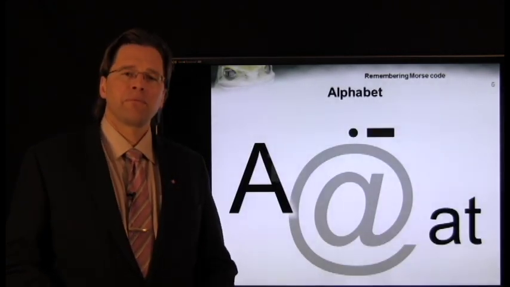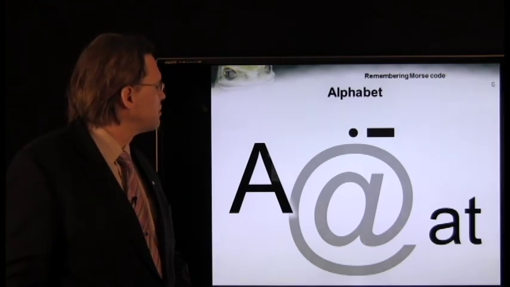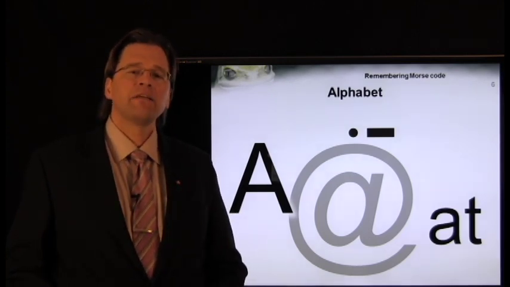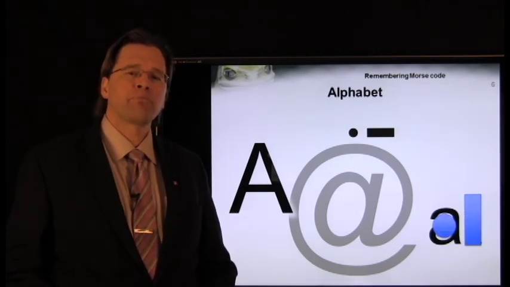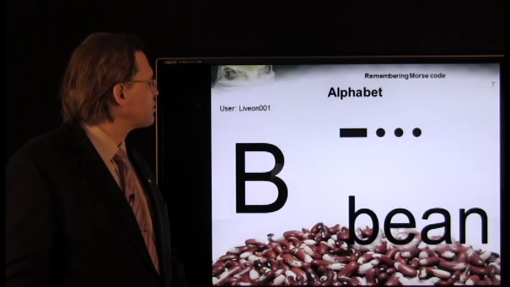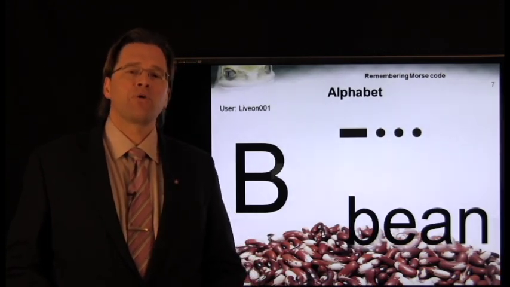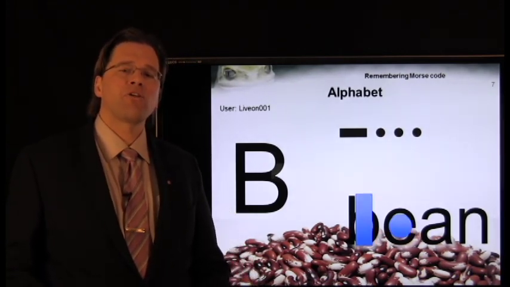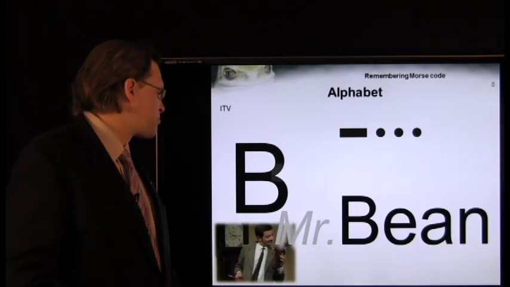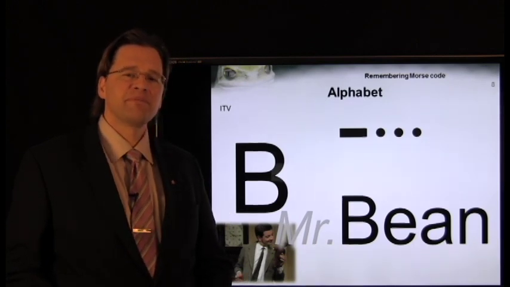Now, Morse code for A is a dot followed by a dash. Well, you can remember this with the word at. A short letter, A, followed by a tall letter, T. Similarly, bean, dash dot dot dot, can be used to remember the Morse code for B, a tall letter followed by 3 short letters. Now, I actually think of Mr. Bean simply because I find Rowan Atkinson to be quite funny.